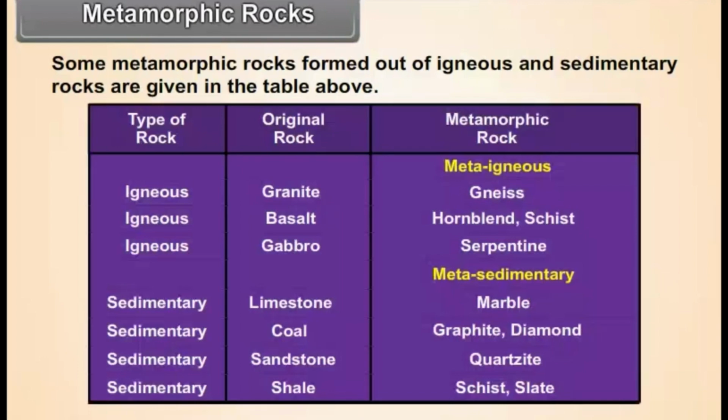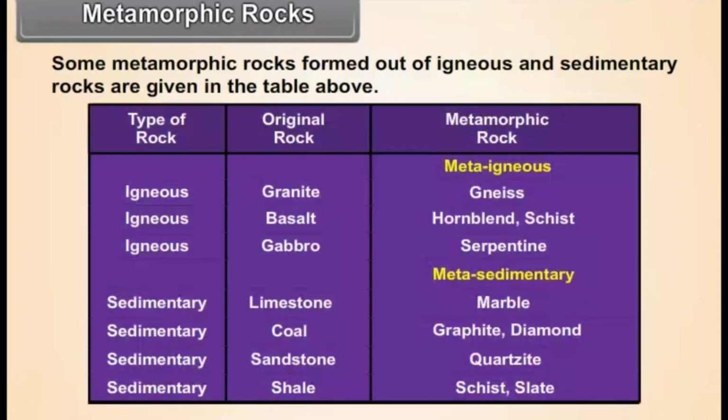Type of rock: igneous, original rock granite, metamorphic rock, meta-igneous, gneiss. Type of rock igneous, original rock basalt, metamorphic rock hornblende, schist. Type of rock igneous, original rock gabbro, metamorphic rock, serpentine. Type of rock, sedimentary. Original rock, limestone. Metamorphic rock, metasedimentary, marble.